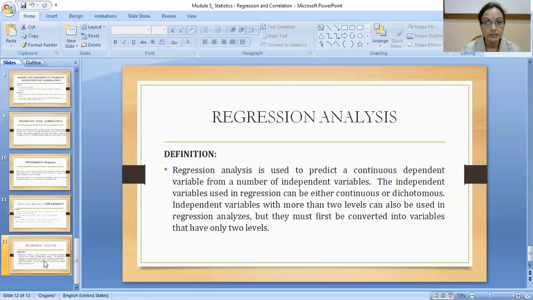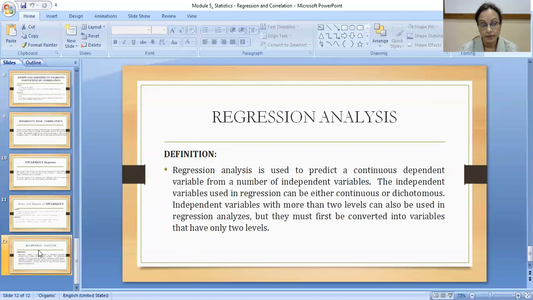Regression analysis is used to predict a continuous dependent variable from a number of independent variables. The independent variables used in regression can be either continuous or dichotomous. Independent variables with more than 2 levels can also be used in regression analysis, but they must first be converted into variables that have only 2 levels.